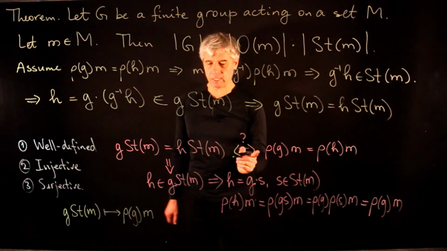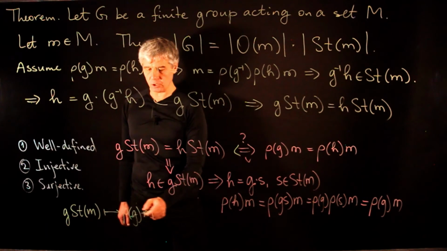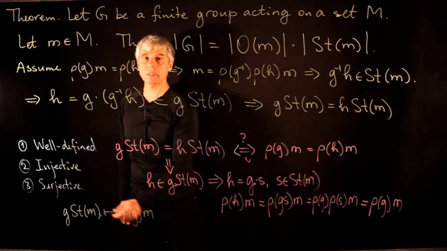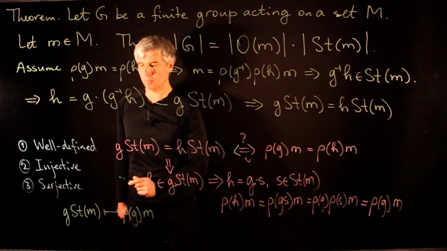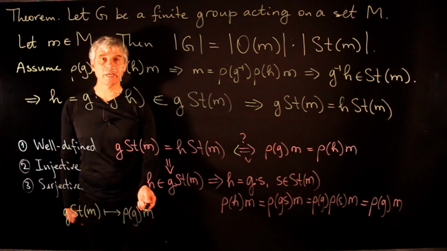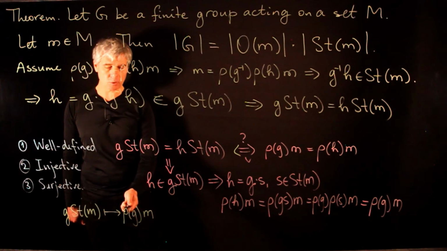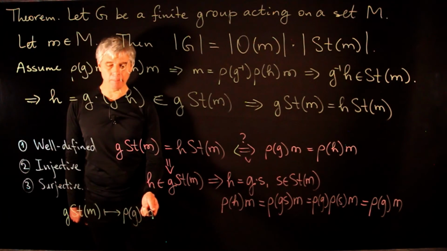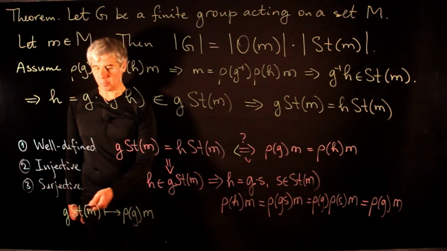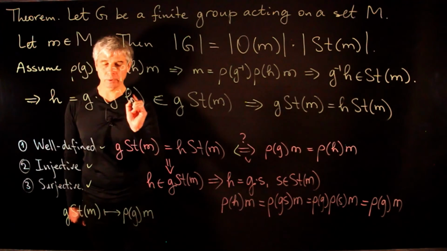And this gives us injectivity. If the images of G and H are the same under this correspondence, then the preimages are also equal. And finally, surjectivity is obvious, because if we have a point in the orbit of M, then it can be written as rho of G acting on M. And then it has a preimage which is G times stabilizer of M. So all three properties will hold.